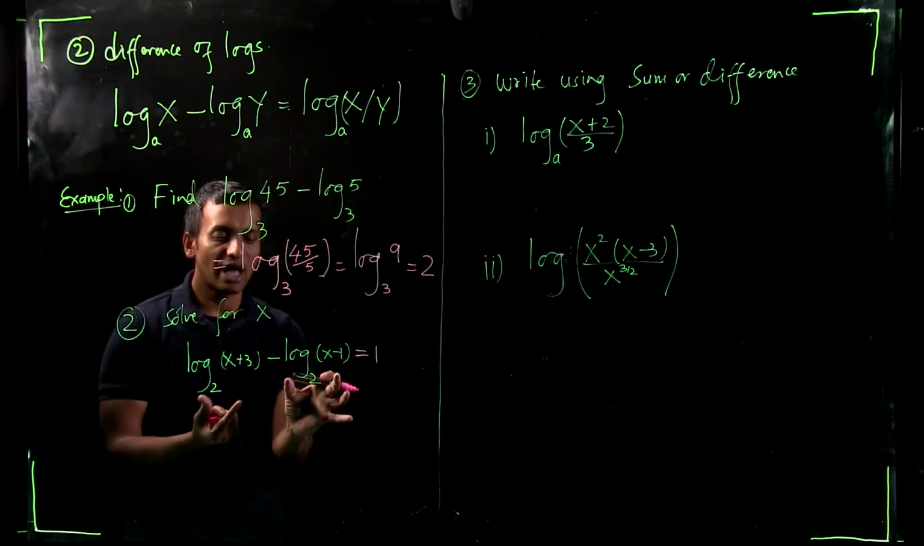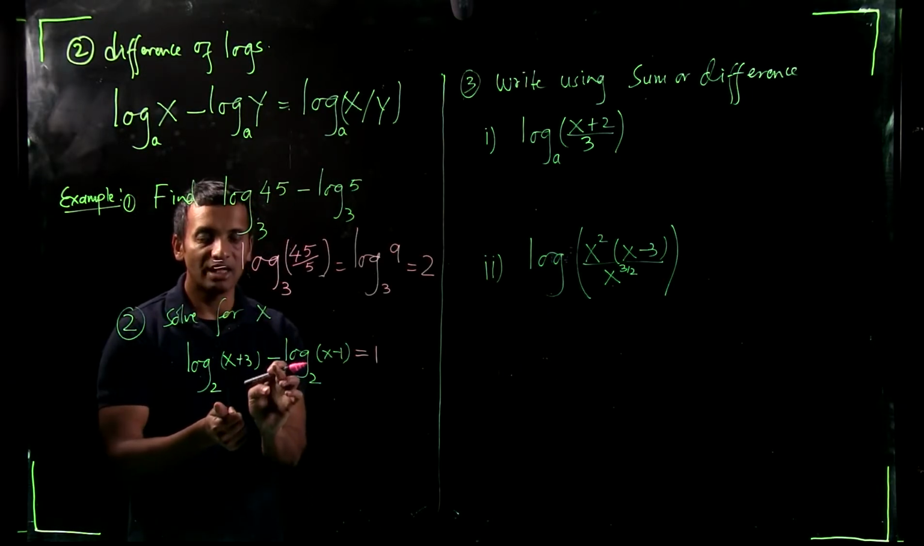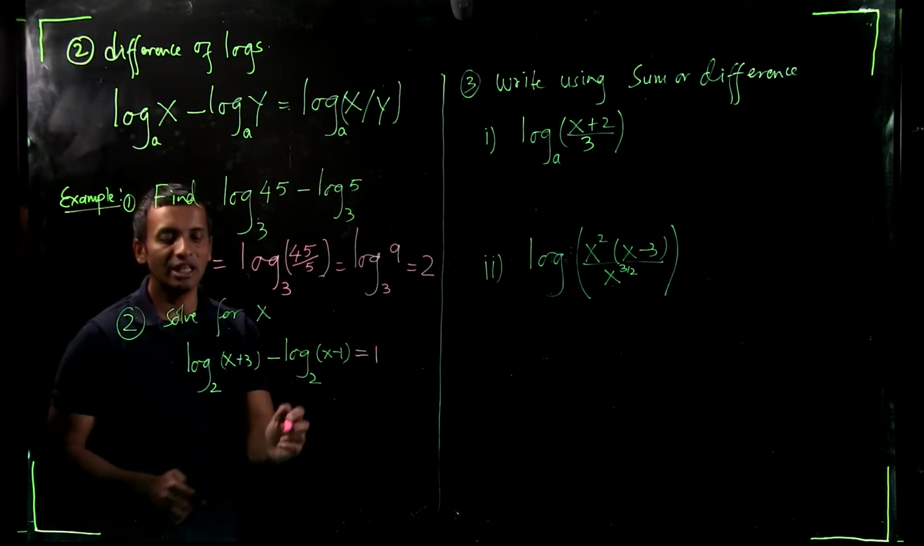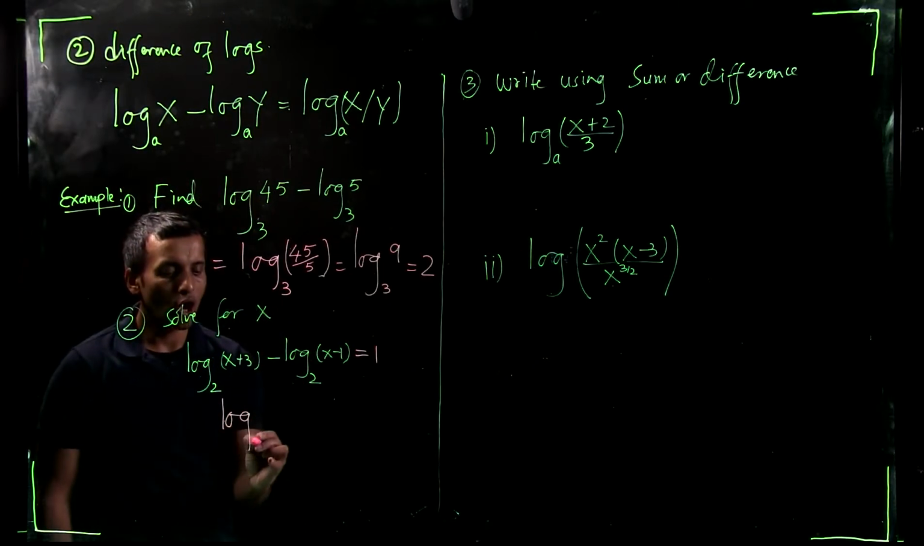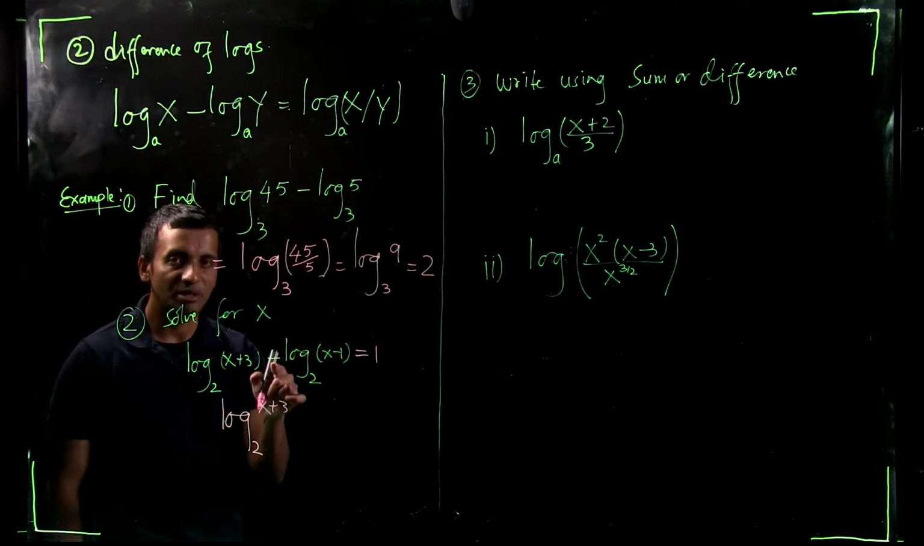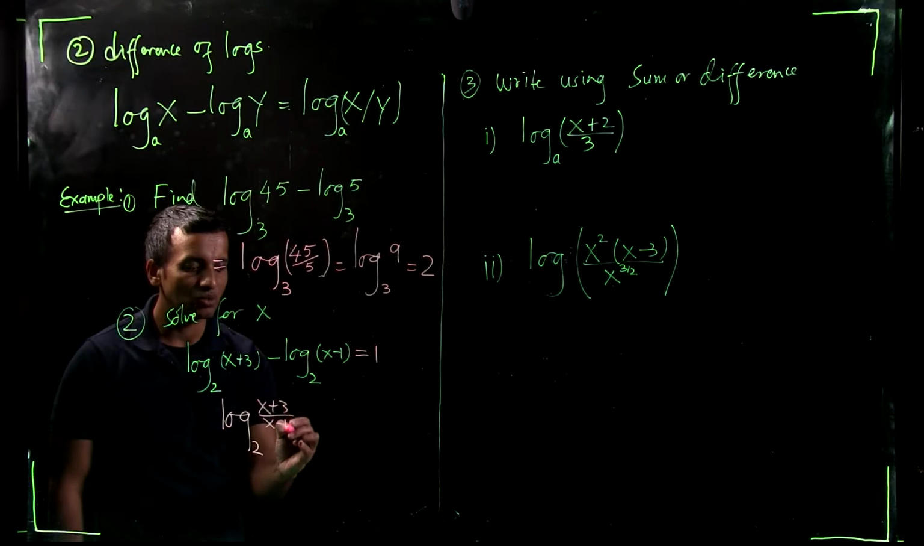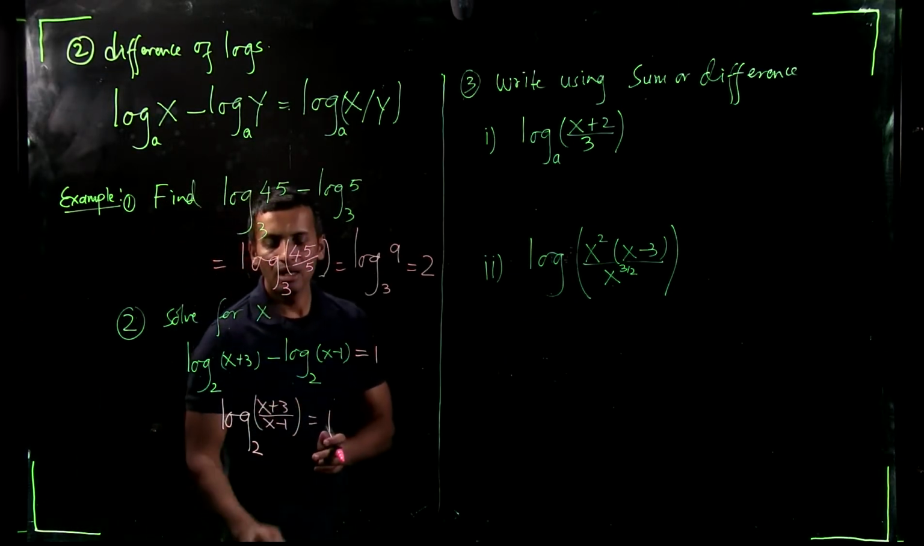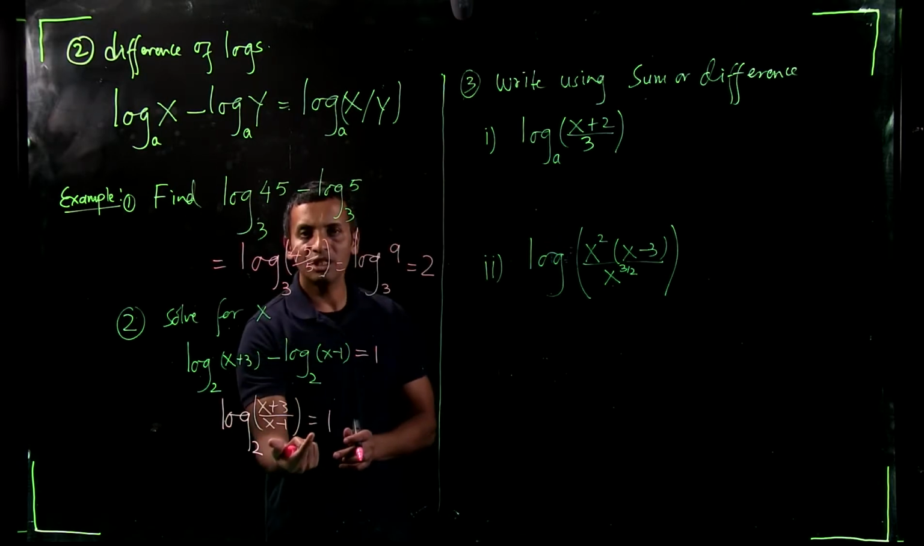Since both of these logs have the same base, there is a minus sign, and these logs do not have any number before them, so you can combine them into a single log, log base 2, of x plus 3, and since there is a minus sign, you divide by x minus 1, and that equals 1. Alright, now how do you solve this equation?